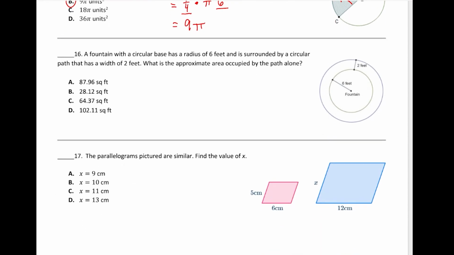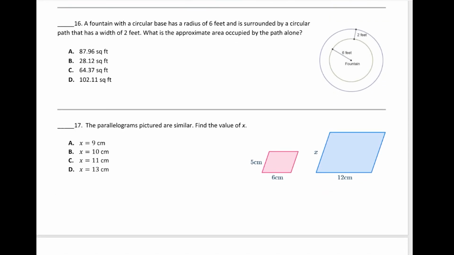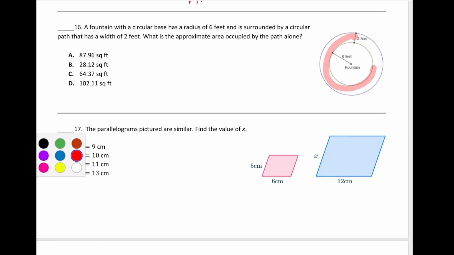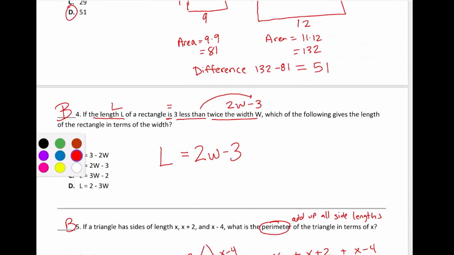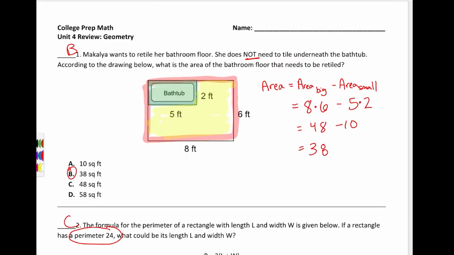Number 16 says the fountain with a circular base has a radius of 6 feet and is surrounded by a circular path that has a width of 2 feet. What is the approximate area occupied by the path alone? So in other words, we are looking for this area, not the whole circle area, just the area in between the circles. And we're going to approach this like the very first problem we did up here with the bathroom, where the strategy was to take the area of the larger shape and subtract away the area of the smaller shape that we don't want.